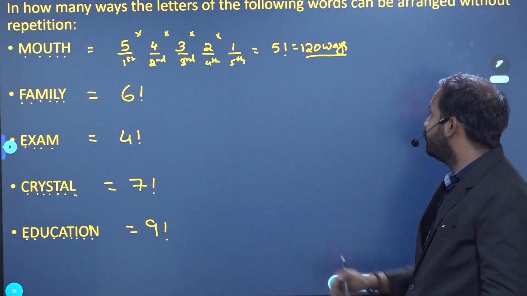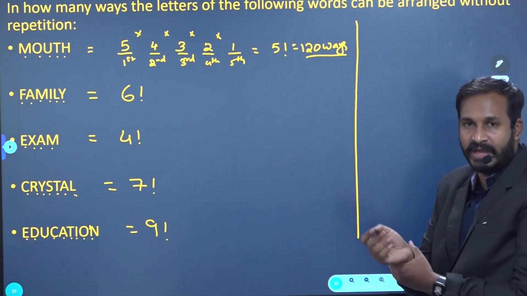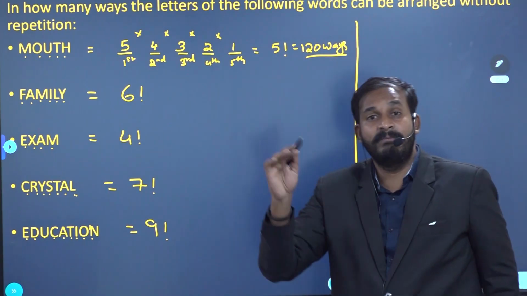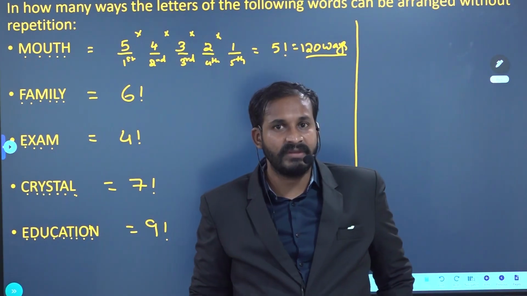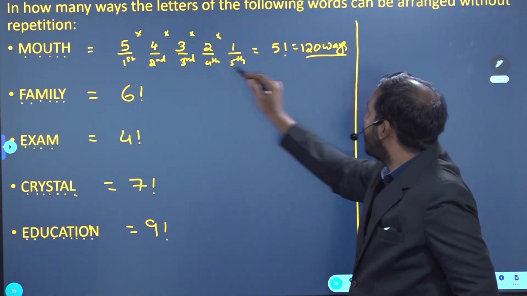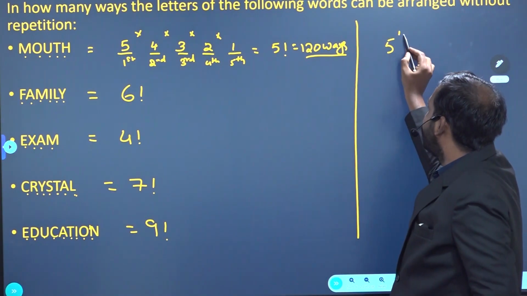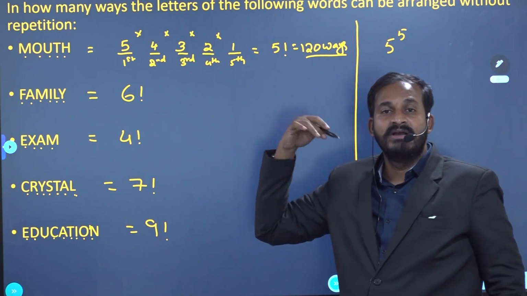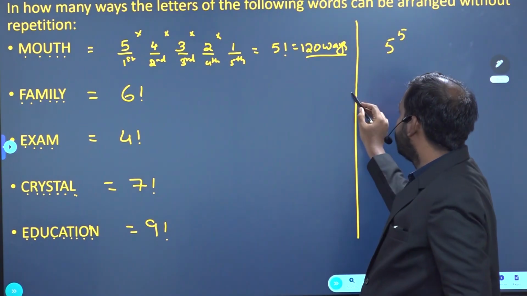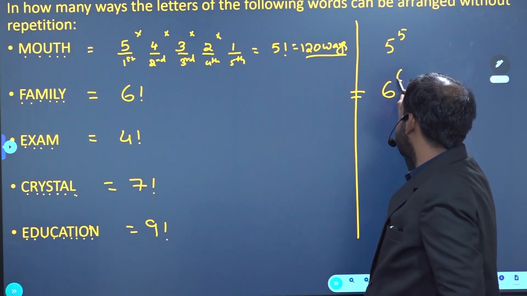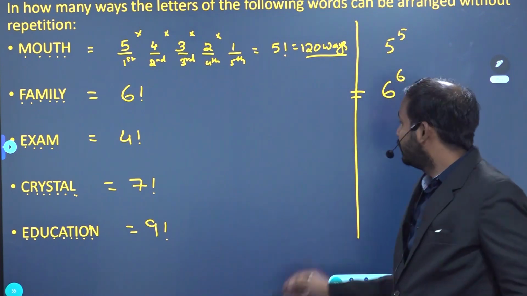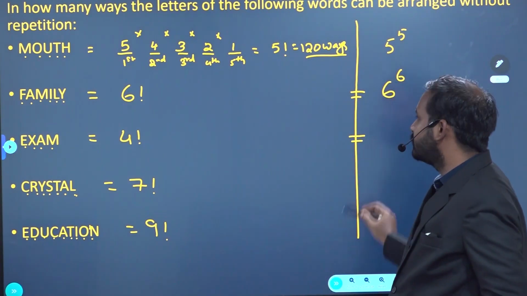For example, we will see that one also parallelly. If the question is, if repetition is allowed, then what will happen for mouth? 5 to the power of 5. Why? Because 5 places are there and 5 letters are there, 5 to the power of 5. What happens to family? 6 to the power of 6, if repetition is allowed. This will not be asked, but for your knowledge sake, I am telling.